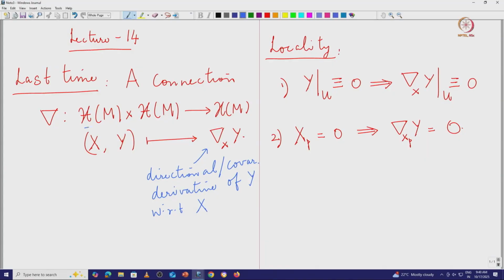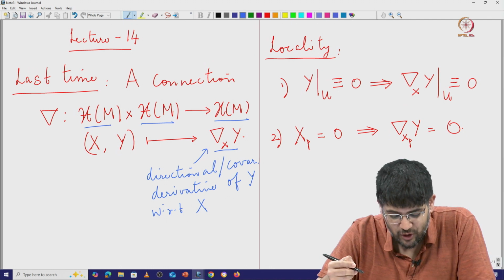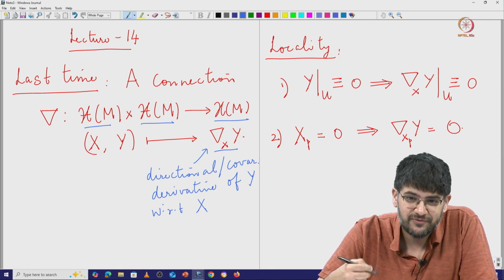So last time we introduced this notion of a connection on a manifold. A connection is basically just a map which takes in two vector fields and spits out another vector field. So (X, Y) goes to nabla_X Y. You should think of this as the directional or covariant derivative of Y with respect to this vector field X.